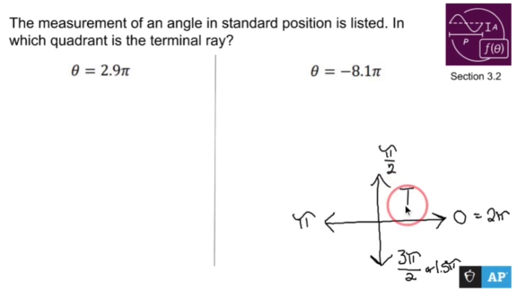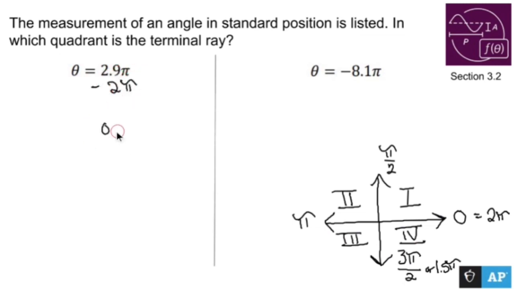And when I do, I'll figure out if we're in quadrant 1, quadrant 2, quadrant 3, or quadrant IV, also known as 4. Let's subtract 2 pi.